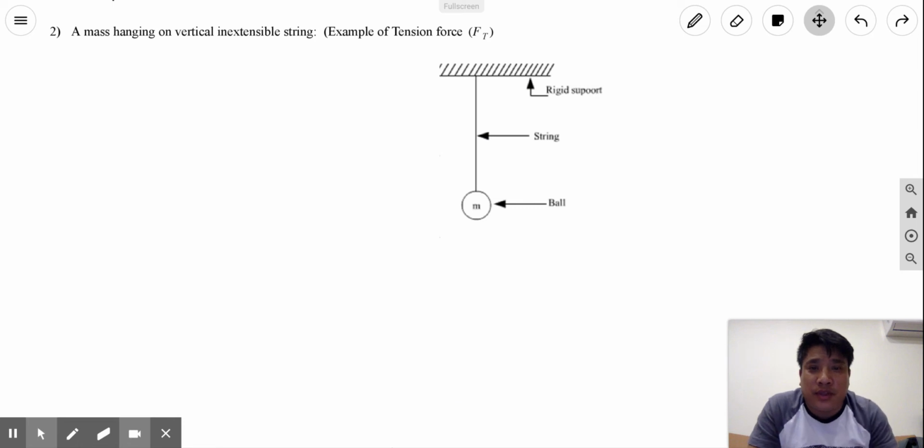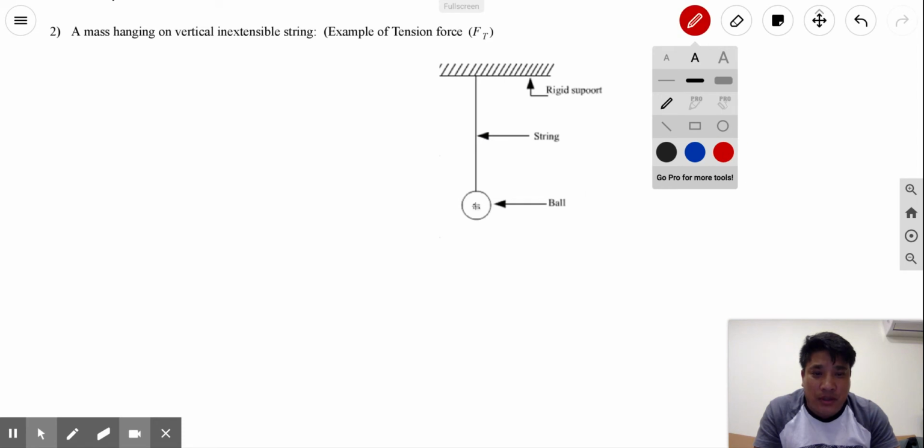Hey guys, this is the second video about force body diagram, and this time the forces acting on the mass that is being hung here on a vertical string are the gravity force that is always acting downward, and the force applied by the string, which is also known as normal force, right? So let's talk about the two types of forces that are acting on this mass.